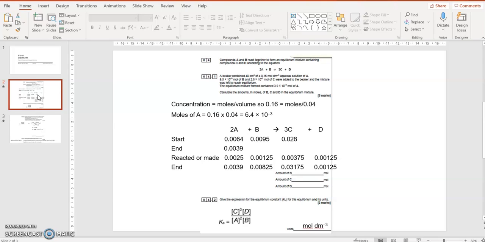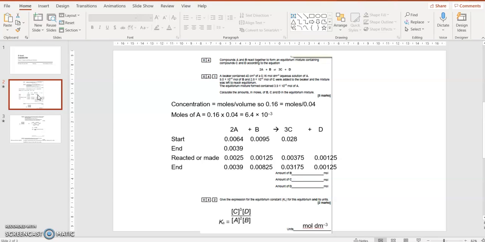So I'm finished there. Give the expression for the equilibrium constant Kc. So it's the concentrations of C and D multiplied together, divided by the concentrations of A and B on the left multiplied together, raised to the power of the numbers in front. So I've got concentration square brackets of C to the power 3, concentration of D to the power 1, or you don't need the 1 in, divided by concentration of the A squared, because there's 2 in front of the A, concentration of B on the bottom as well, multiplied together to the power of 1.